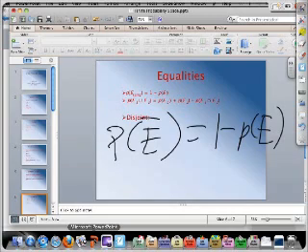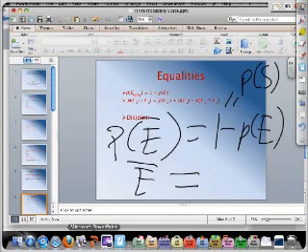If we look at this, we can essentially see something very clear. If we treat 1 as P of S, because as we said, the sum of all things in the sample space equals 1. And if you treat it like this, you get to see something like this. Right there, the complement is equal to S minus E.